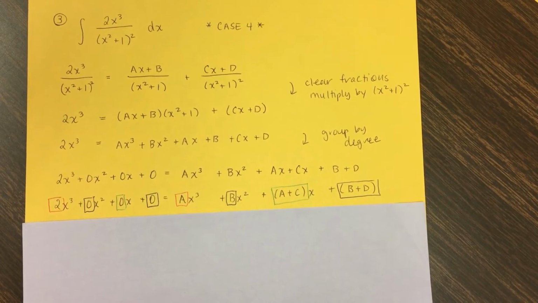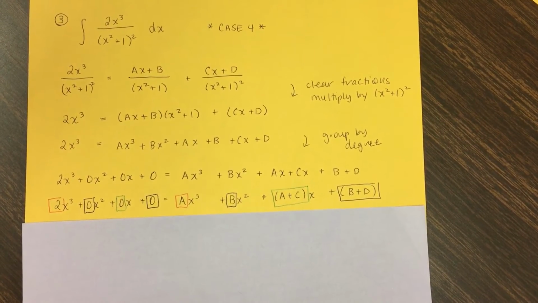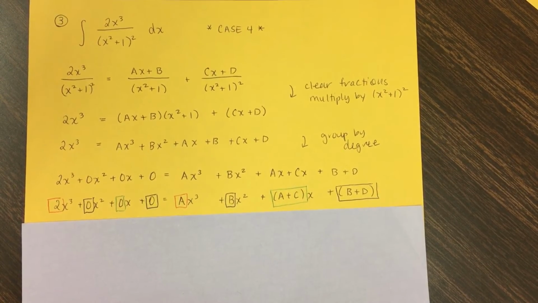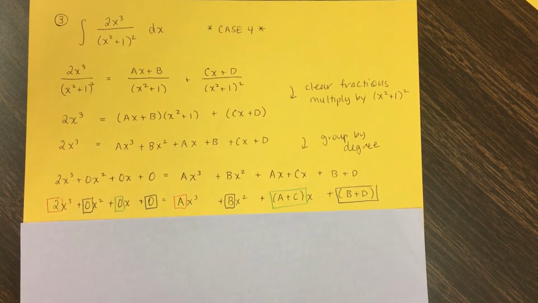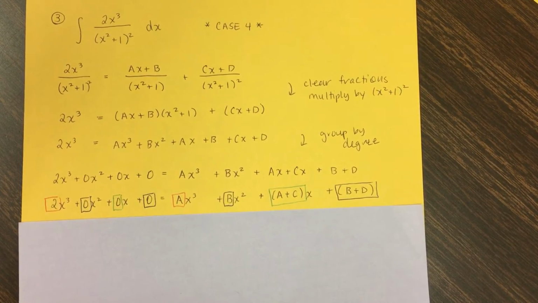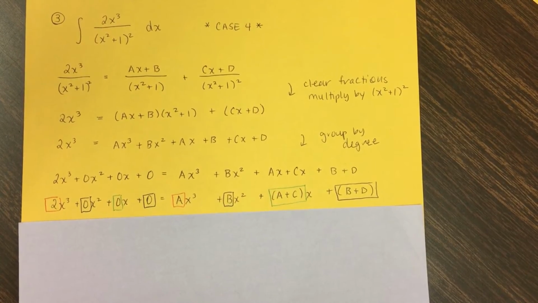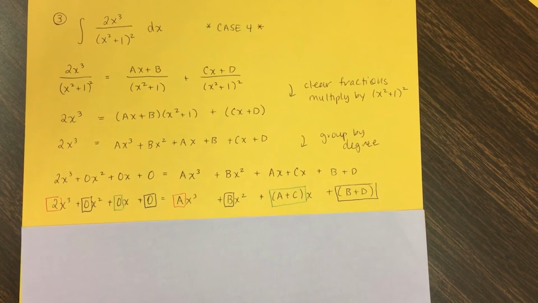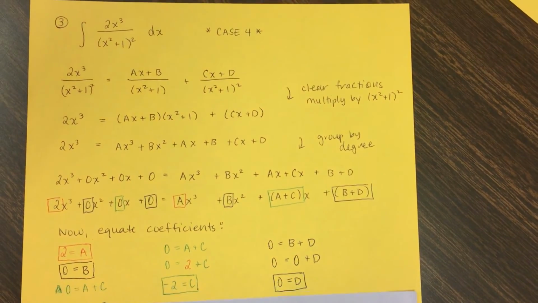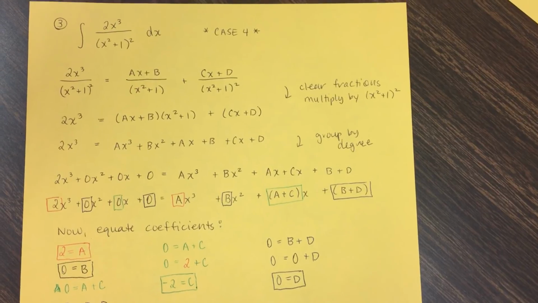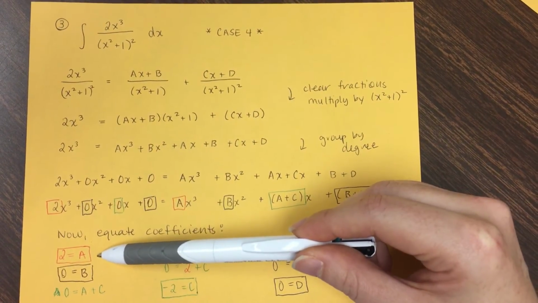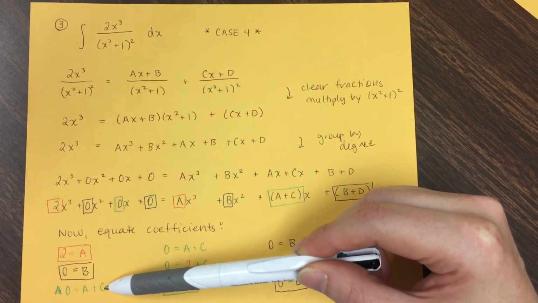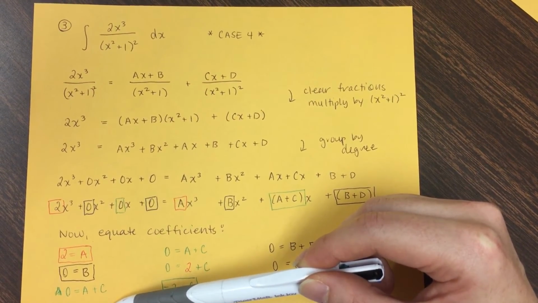So notice that the coefficient on the left for the cubic term matches with a on the right. And notice that the coefficient of 0 for the quadratic term matches with b on the right. The coefficient of 0 for the linear term matches with a plus c on the right. And the 0 constant on the left matches with b plus d on the right. So when I set up that system of equations, right away, I know that 2 equals a and 0 equals b. But then I have 0 equals a plus c and 0 equals b plus d as well to solve.